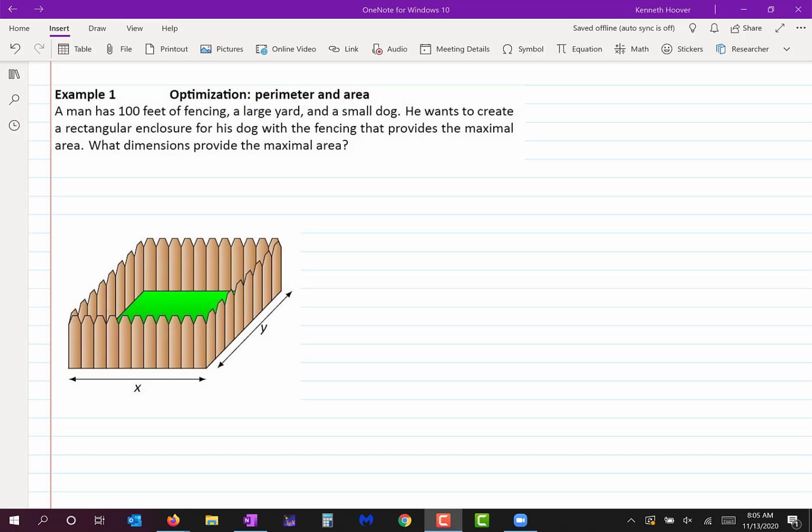Okay, today we're going to do optimization problems, which means you're going to be trying to find the maximum of something or the minimum of something. We're going to do four practice problems together. So let's look at this one.